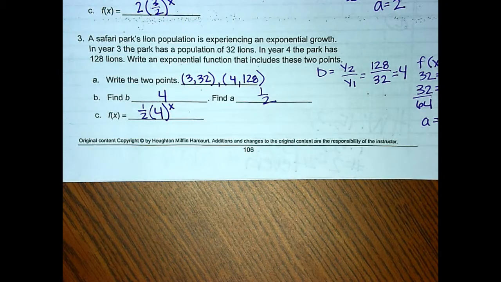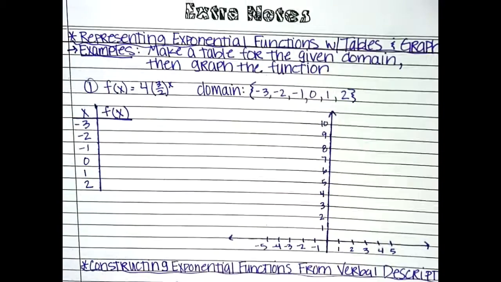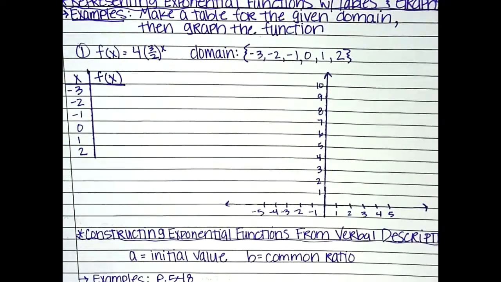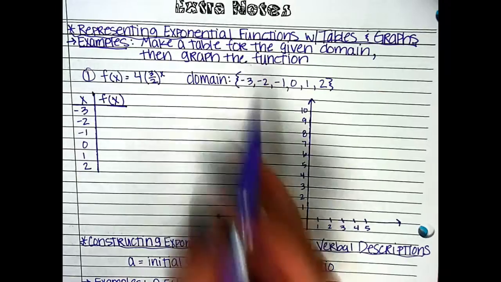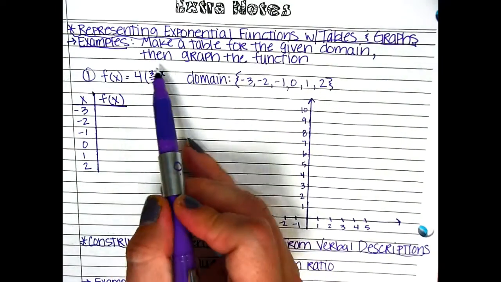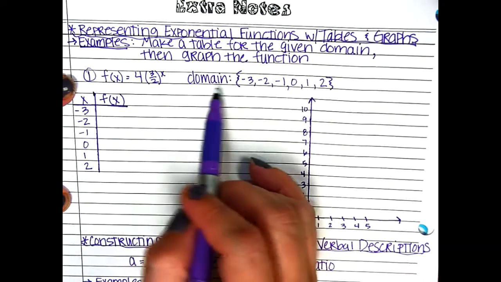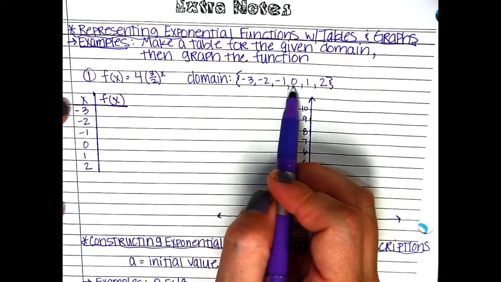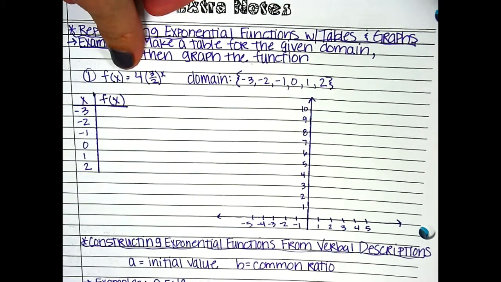Okay, so these are maybe a bit simpler than Friday. Okay, representing exponential functions with tables and graphs. So the example says, make a table for the given domain, then graph the function. So they give us the function and the domain of -3, -2, -1, 0, 1, and 2. So what we have to do is plug those in for the x each time.